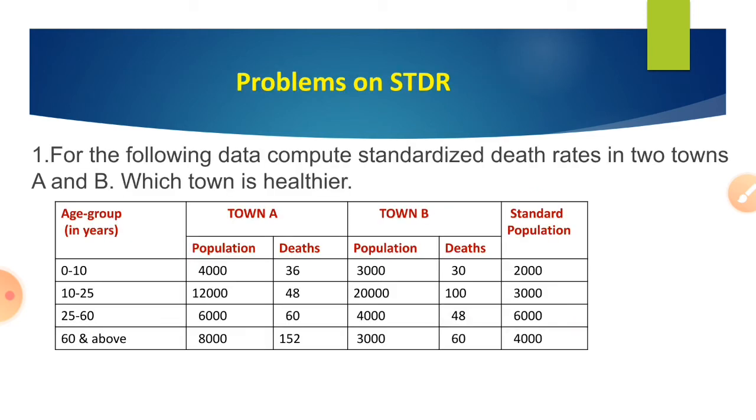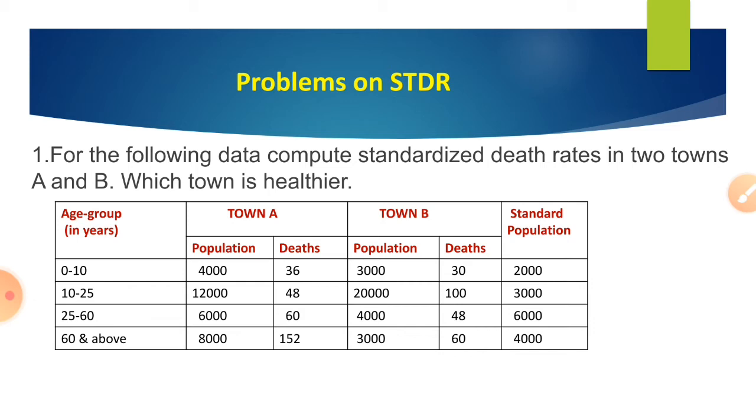So now let us solve examples on STDR. It is a 10 marks question. I'll just read out the question. For the following data, compute standardized death rates in two towns A and B. Which town is healthier? The first column, age group, is given. Town A's population and deaths, town B's population and deaths, and the standard population are separately given.